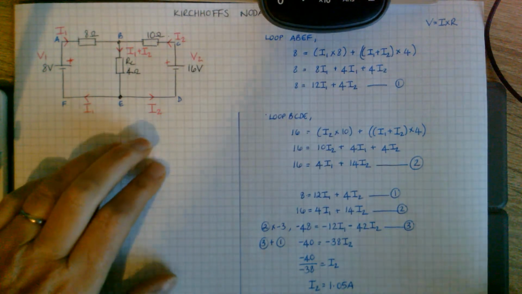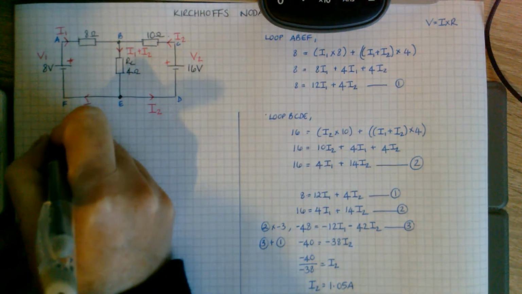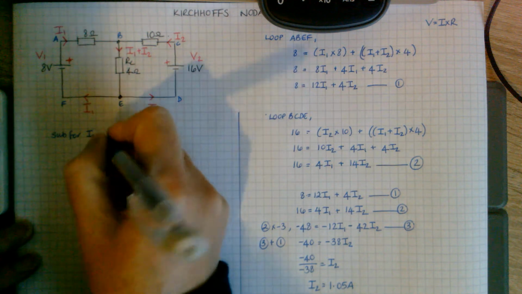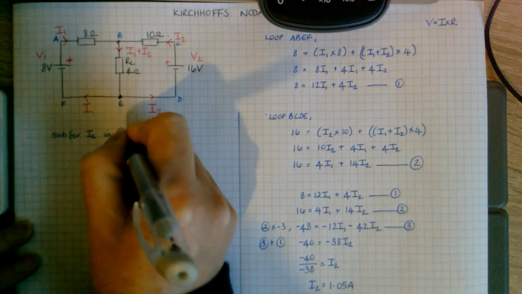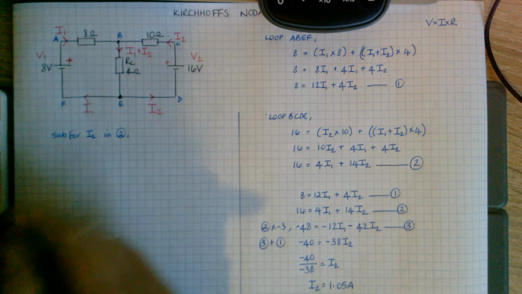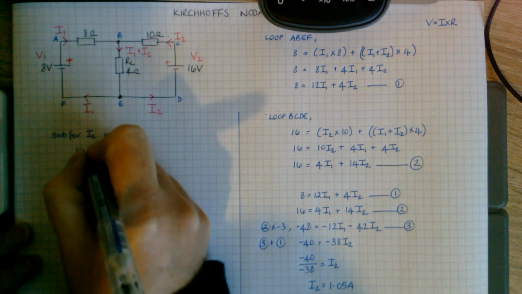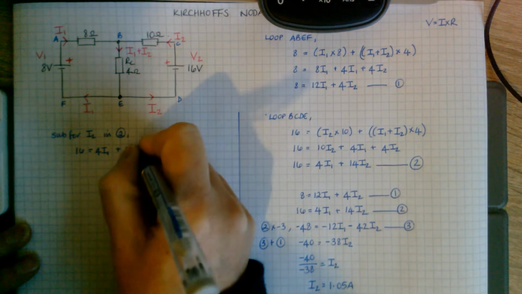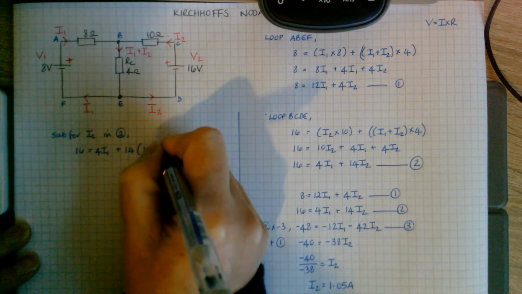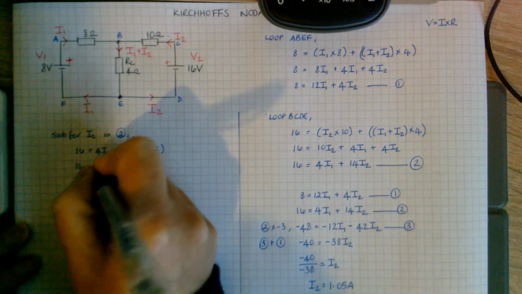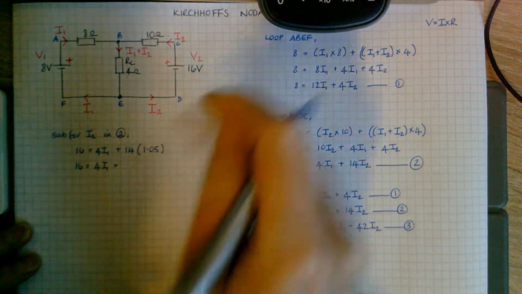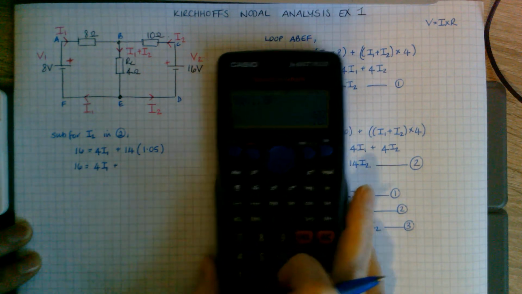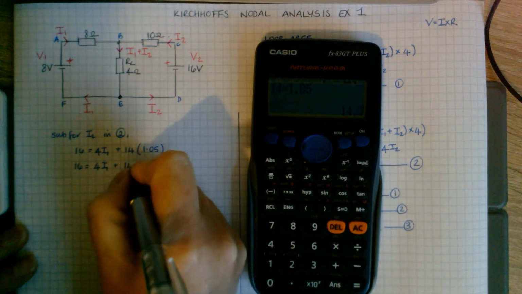And I'm going to continue on with this. I'm going to substitute for I2 in equation 2. I could use any of them, it doesn't really make any difference. So 16 equals 4I1 plus 14 times 1.05, which is 14.7.